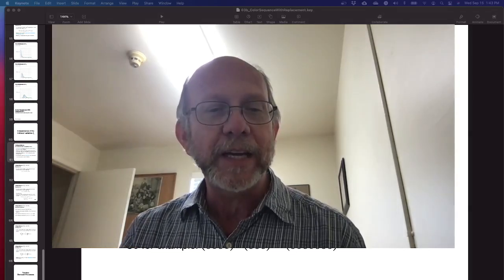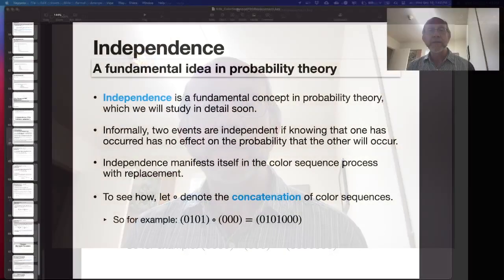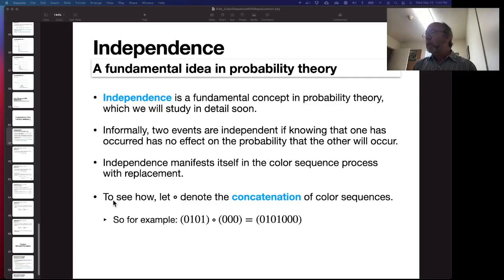I want to show you this case in the color sequence model where we do have independent events. To do that, I want to introduce this operation, which I'm denoting with a circle here, called concatenation. Concatenating color sequences is just like concatenating strings. You just juxtapose them. So, for instance, the color sequence 0, 1, 0, 1 concatenated with 0, 0, 0 would yield the color sequence 0, 1, 0, 1, 0, 0, 0. You just put them together like that. It gives us a way of talking about dividing a color sequence into two halves, one half followed by another half.